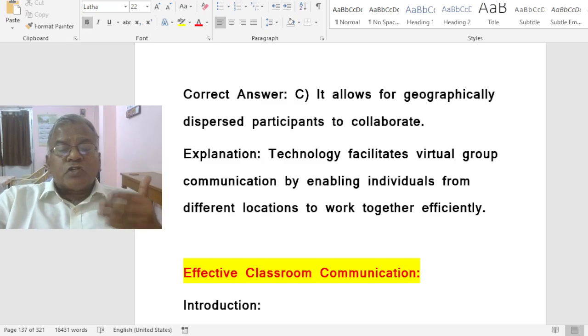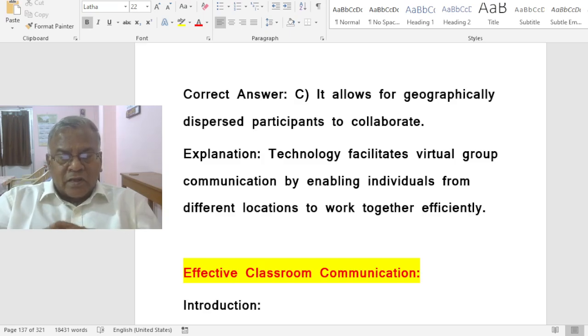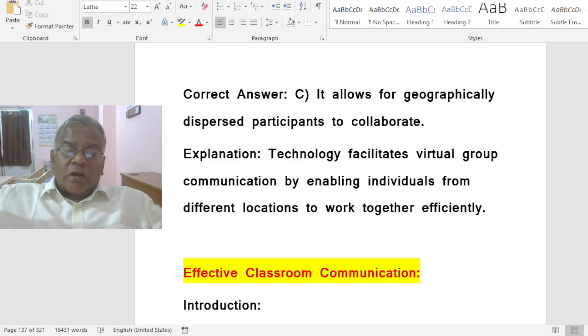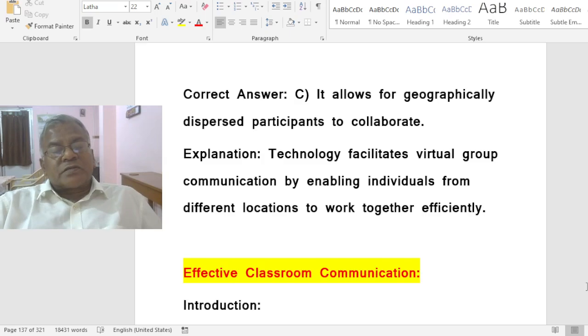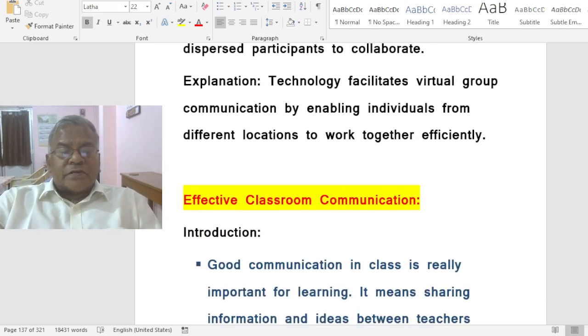Technology facilitates virtual group communication by enabling individuals from different locations to work together efficiently. One may be in America, another one may be in Australia, another one in Tamil Nadu. Still we can have a group discussion through online. Even though people are at far away places, we can still have group discussion online.